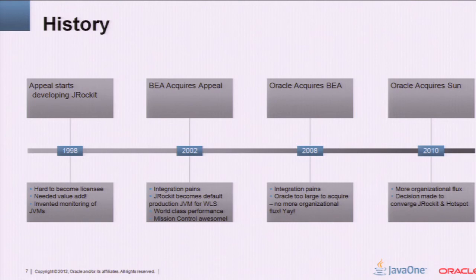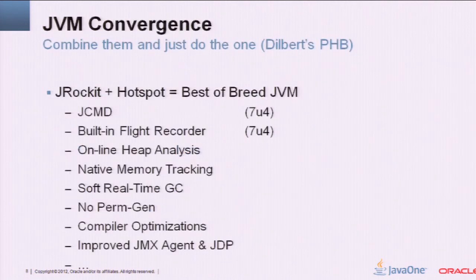Anyways, we became more of a mainstream JVM, and in 2008, I think, Oracle acquired BEA Systems. And there were some integration pains again. The organizations need to merge, and it really does take longer than you think every time. But everybody, at least I started thinking, Oracle is so big, so now we can just focus on technology, right? Nobody can buy Oracle. And then the Sun acquisition came, so yet another merger. And there were more integration pains again, and there was a decision to merge or converge the JRockit and HotSpot JVMs. Or in the immortal words of Dilbert's pointy-haired boss, combine them and just do the one.